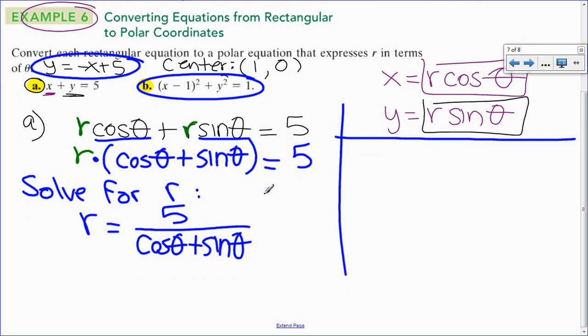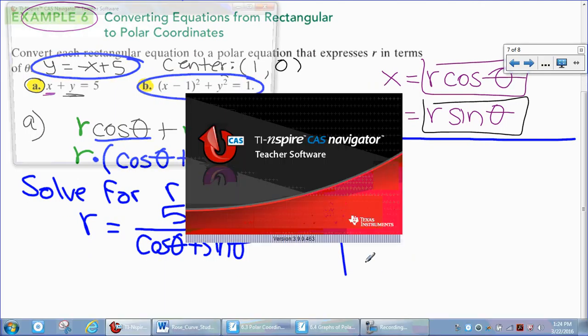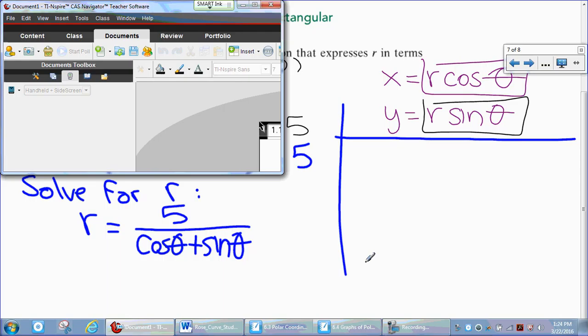So we're going to substitute the same thing, every x with r cosine theta and every y with r sine theta.